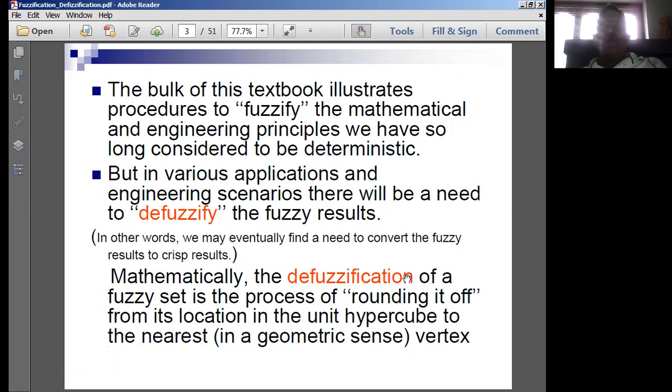So mathematically, we have to model the fuzzification as well as the defuzzification, right? Therefore, mathematically, the defuzzification of a fuzzy set is a process of rounding it off from its location in the unit hypercube to the nearest vertex. That means it has to convert the fuzzy set data into crisp data, which is called defuzzification. So both of them, fuzzification as well as defuzzification, are engineering applications.